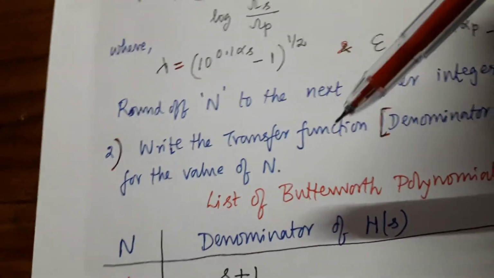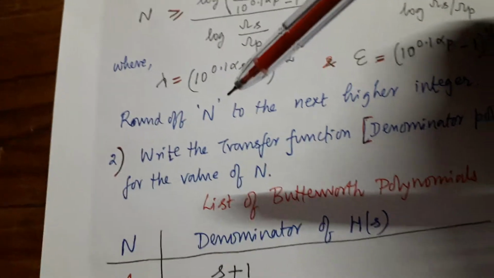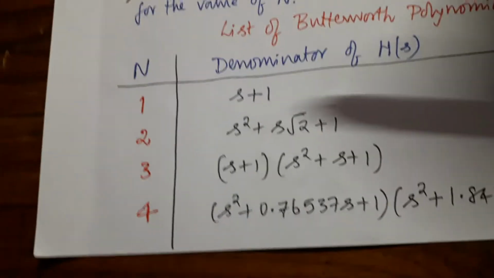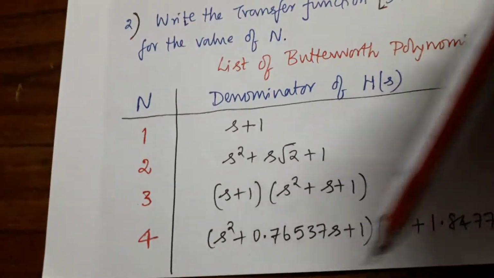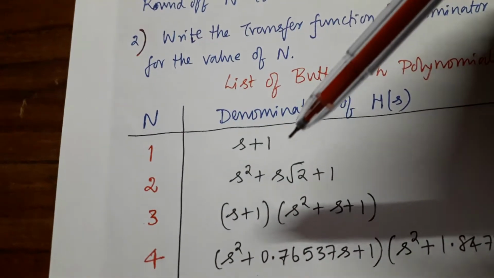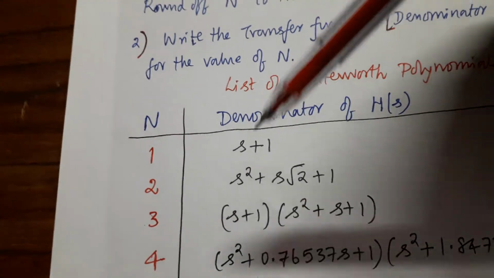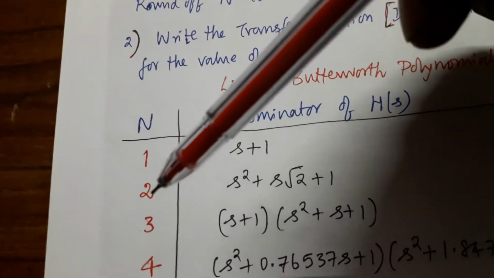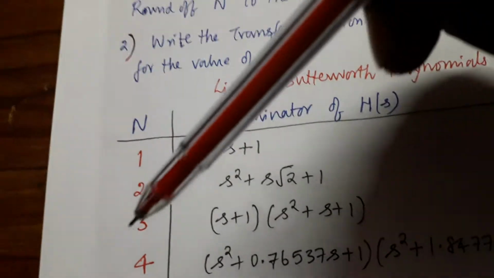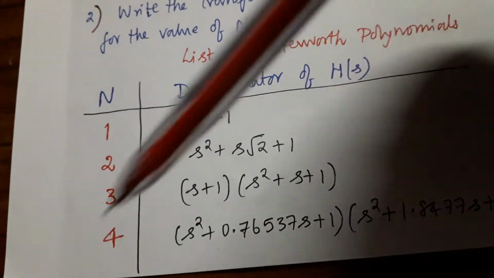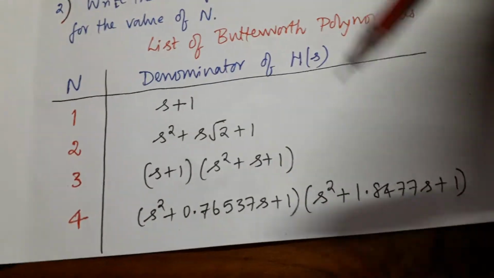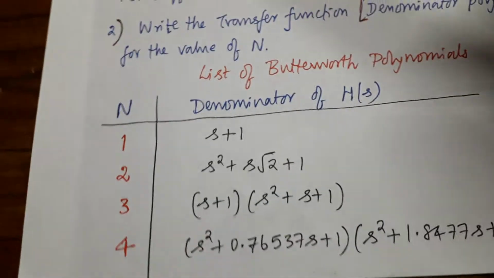Second one, write the transfer function based on N. Here the Butterworth polynomial is constant. If N is 1, the transfer function is 1 by s plus 1. If N is 2, it is 1 by s square plus root 2 s plus 1. If N is 3, this is the polynomial. N is 4, this is the polynomial. Better to memorize till N equal to 4.